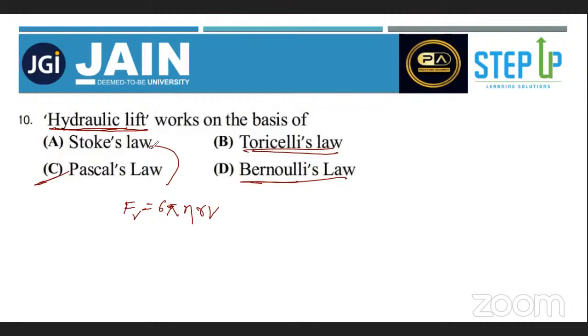Pascal's law basically defines that when you apply a pressure at one point, the same pressure will be applied at every point of that particular liquid. So the answer for this will become Pascal's law. Let's see the next one.